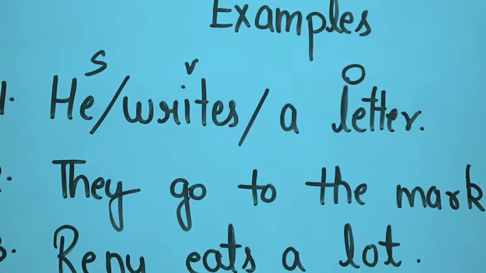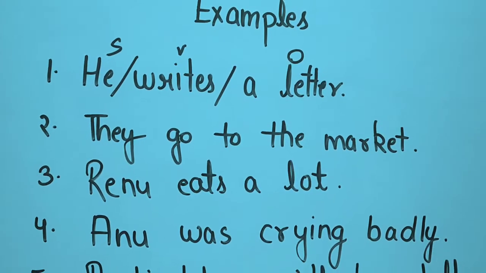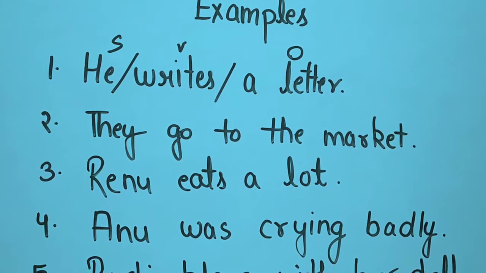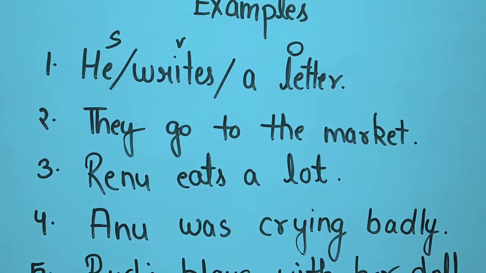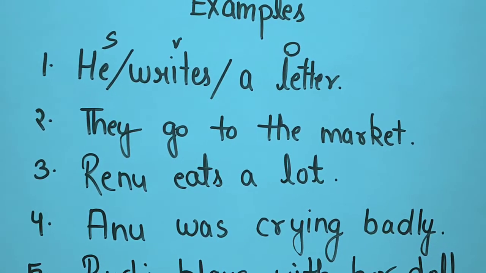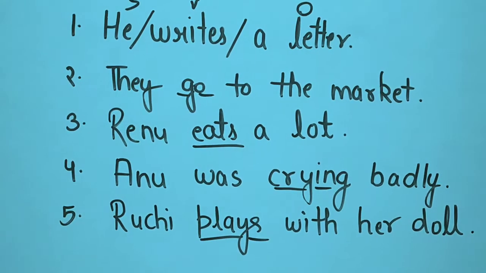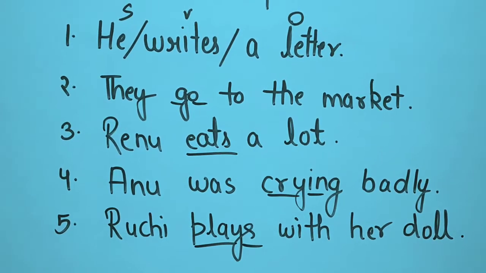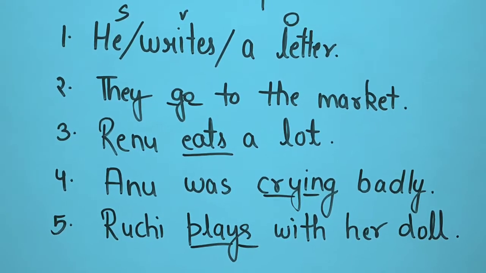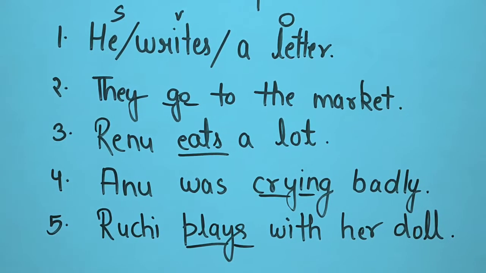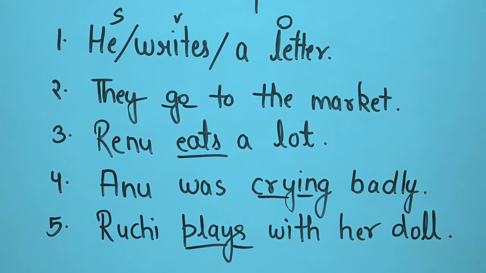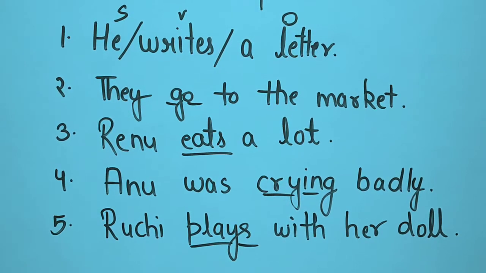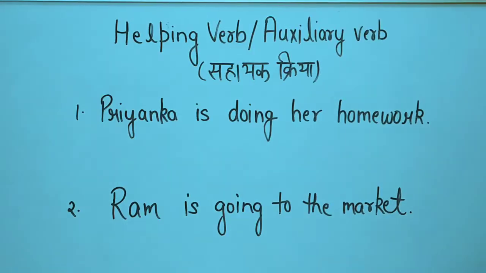Let's move to our second sentence. They go to the market. Again SVO if you try. Go is an action, so go is a verb. Same with your third sentence as well as the fourth and fifth. Means in short, what is a verb? Action words or doing words are called your verb. Means which we do actions or where we do something, that is called your verb.